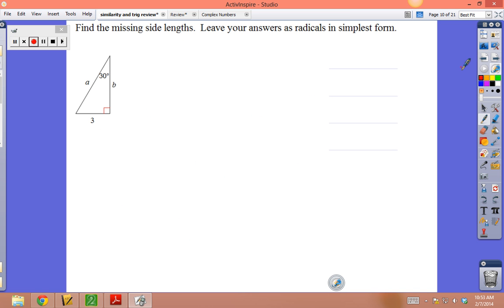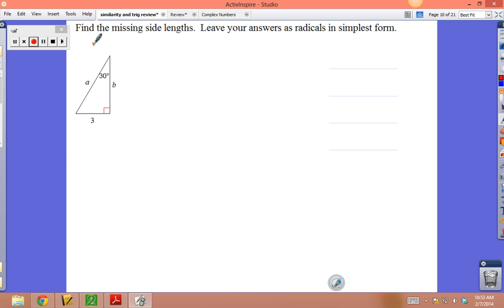Okay, now, these ones are actually easier. So all you gotta do is find the missing side lengths. We want to know what A is and what B is, and the 30 is the hint. So if that's 30, this is 60, and I know the other half of my triangle looks just like this. So if this is 3, this must be 3, so that must mean each length is 6. So A has to be 6, and B is going to be 3 square roots of 3.